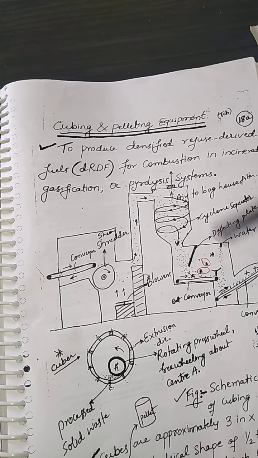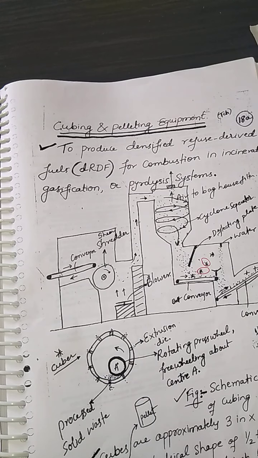At the end we will be getting the cubes. The cubes we are getting are of a size of around 3 inches to 1 inch, or half to 3/4 inch in diameter if it is circular, or if it is a cube, then it will be 3 inches to 1 inch. So such kind of cubing and pelleting is what we are going to have.